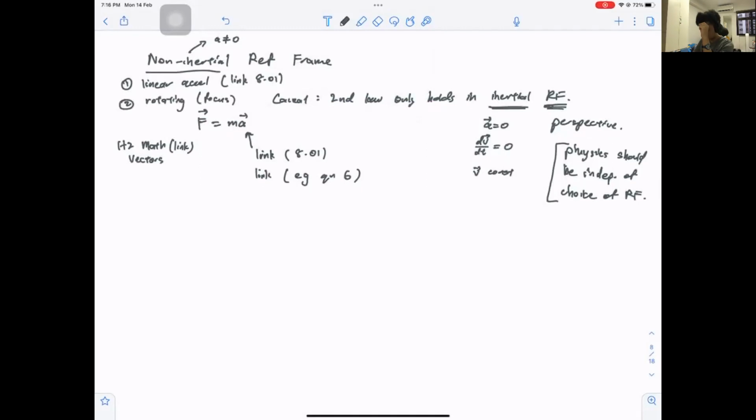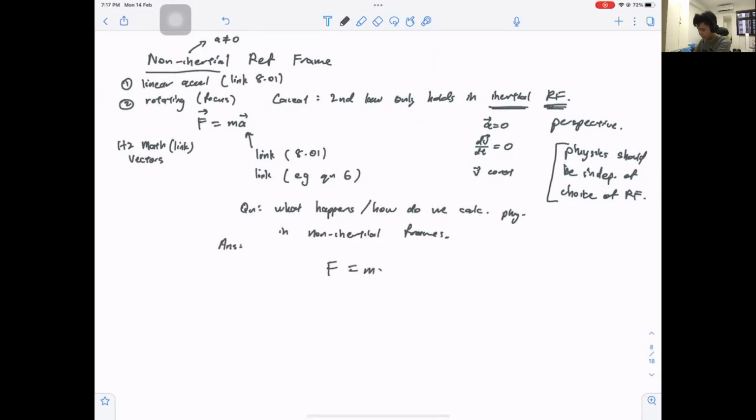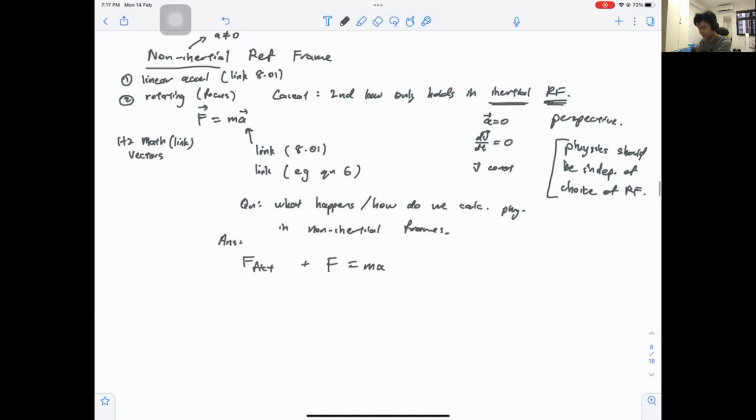So the question is: if the second law only holds in the inertial reference frame, in the a equals 0 reference frame, then how do we calculate physics in non-inertial frames, because the law breaks down? How do we fix it? The answer is that F equals ma is not true, but we can add some additional fictitious forces. That's why it's called fictitious: you don't observe it in an inertial reference frame. If we add these additional fictitious forces on top of the real forces that we exert on the object, then we can make the second law hold true.